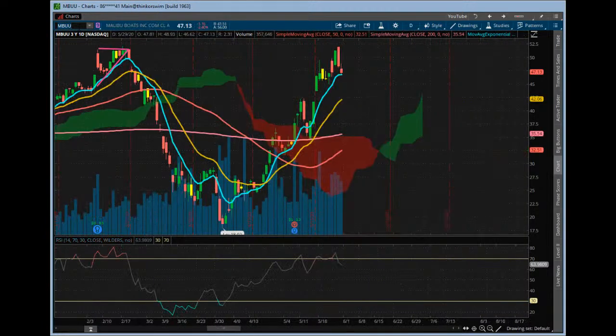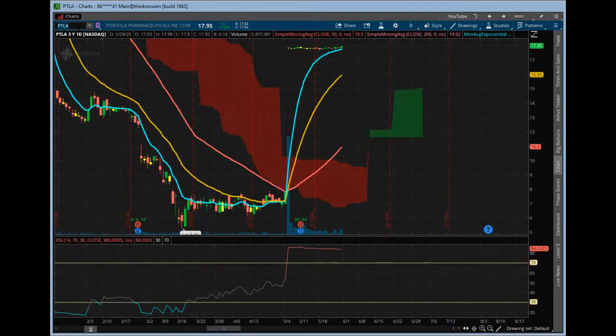if they want to, right? So Malibu Boats, nice pullback to the ADMA, so see if that one holds, and PTLA. Portola Pharmaceuticals, yeah, that's just kind of hanging out there. So possibly in the context of a buyout or some sort of reverse stock split, but either way, I probably wouldn't even touch it.